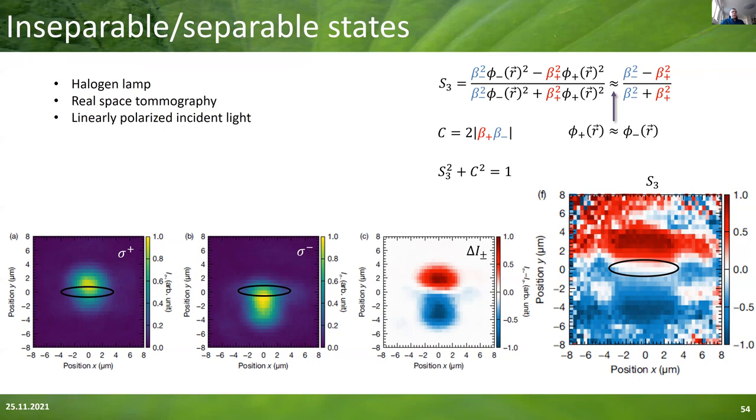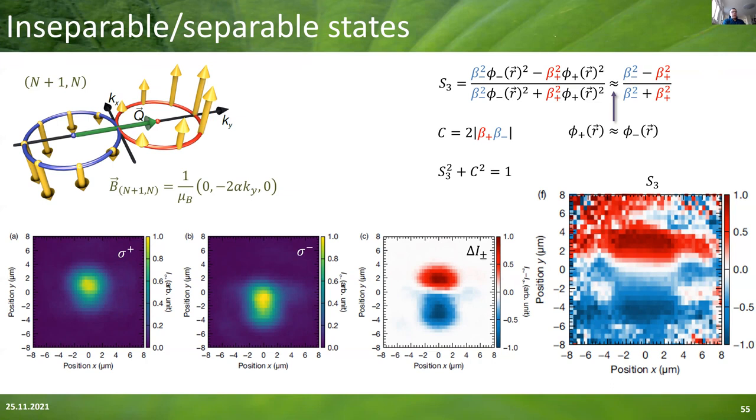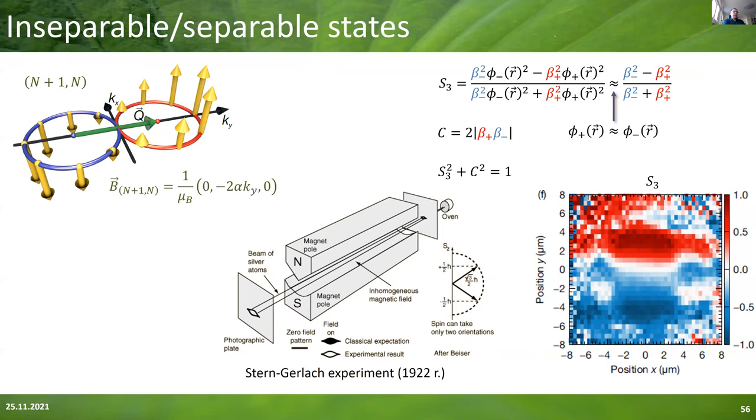This splitting between sigma plus and sigma minus also resembles another experiment in quantum mechanics. It's called the Stern-Gerlach experiment. When Stern and Gerlach passed silver atoms, they discovered the splitting of spin up and spin down spins, and similarly, we have a model of the Stern-Gerlach experiment here.